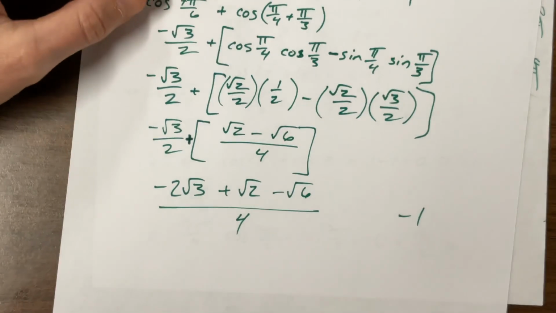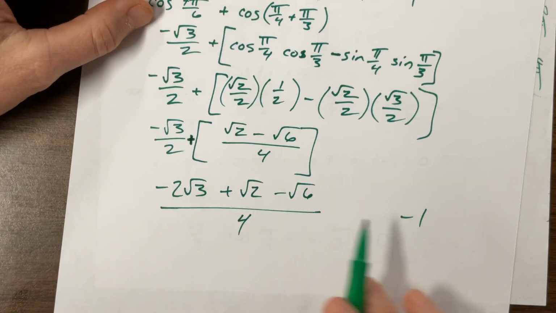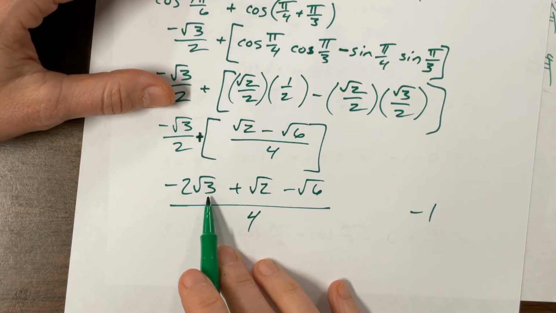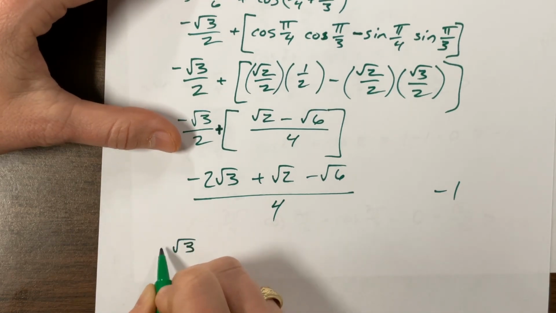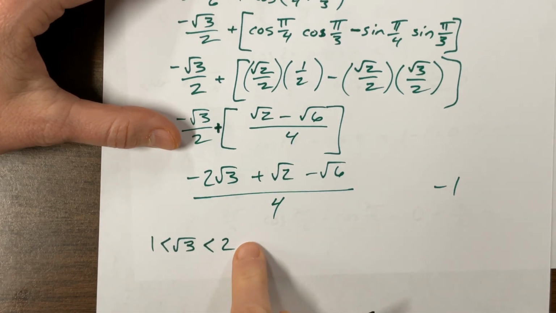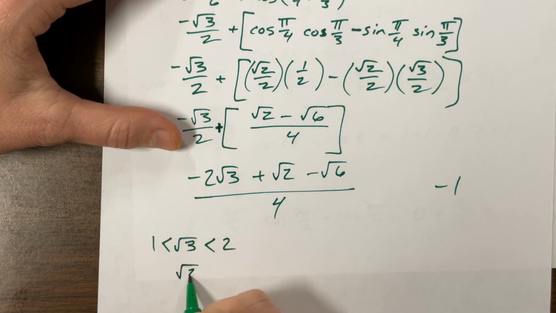Well, we know that √3 is going to be bigger than 1 but smaller than 2, because √4 would give me 2. We know that that's also true about √2.